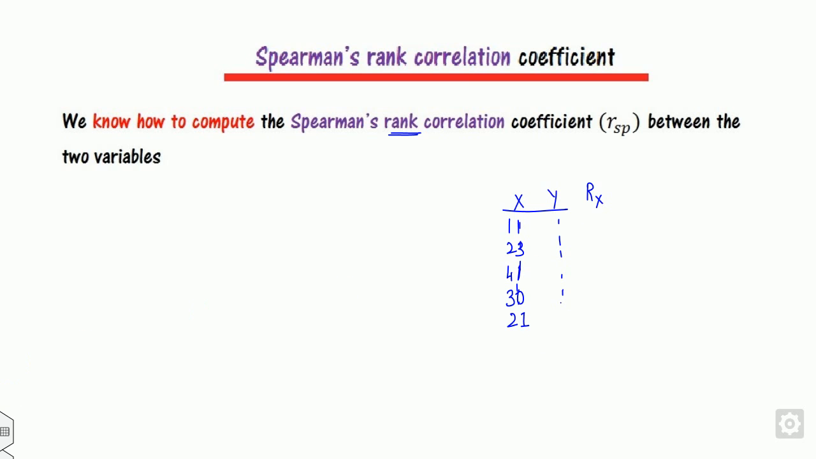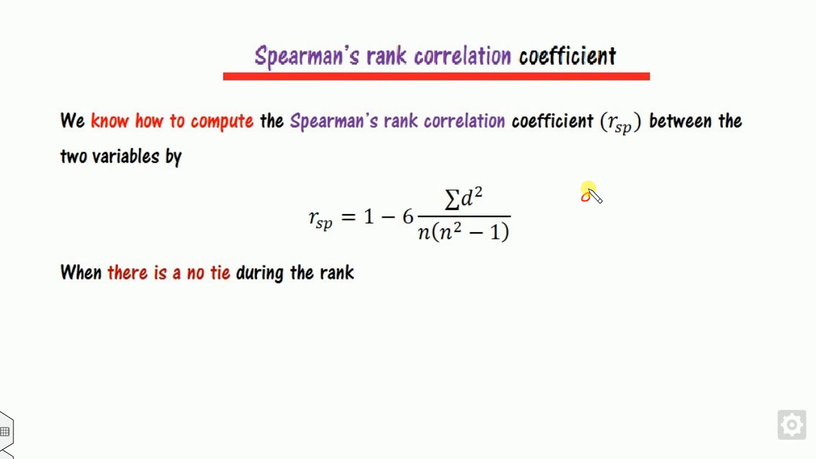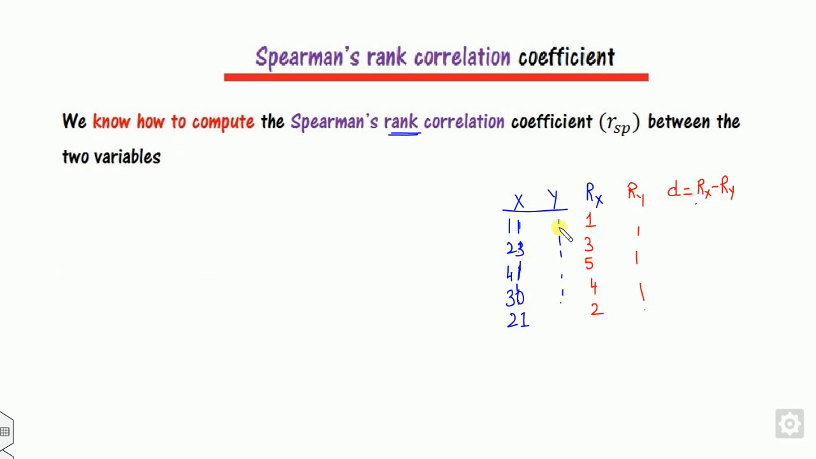What is the rank of X? You can easily see that the smallest number is here, the second number is this, the third number is this, the fourth here, the fifth here. Similarly, you can find the rank of Y. Based on these ranks, you can find their differences d, which is Rx minus Ry, or Ry minus Rx. Small d is nothing but the difference between the ranks. Then you can find the rank correlation coefficient with the help of this equation. Remember that this equation is applicable only when there is no tie between the ranks. Here, once we calculate Rx, there is no tie between them.